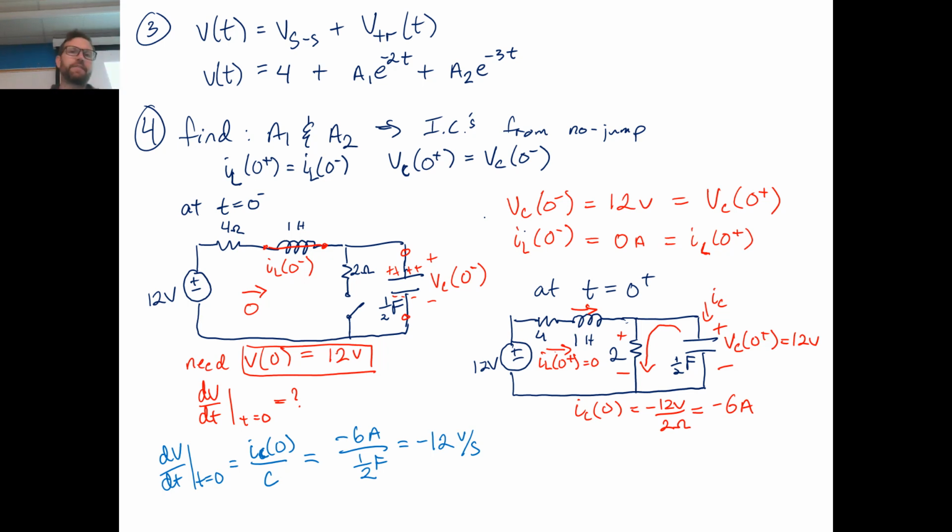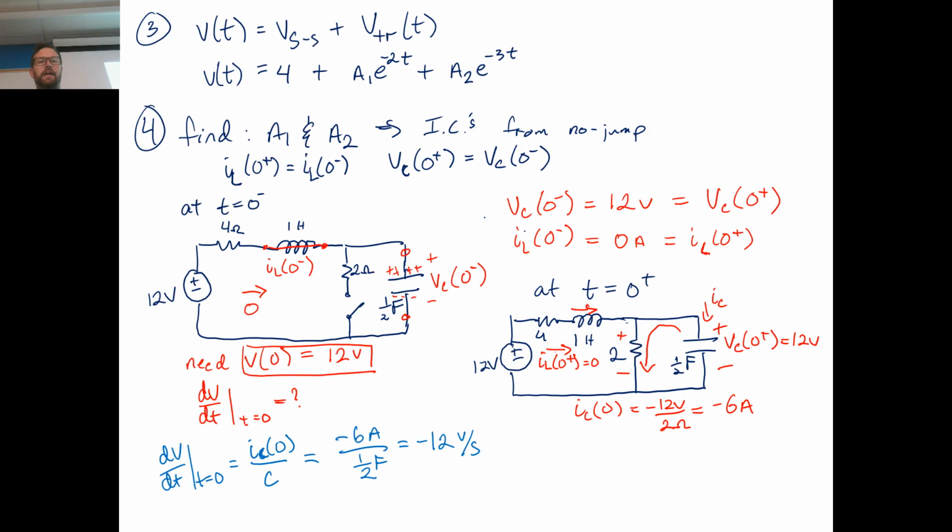All right, and so we finally have the initial conditions we need. We have V of 0 is 12 volts. We have dV/dt at t equals 0 is negative 12 volts per second. So we're ready to find A1 and A2.